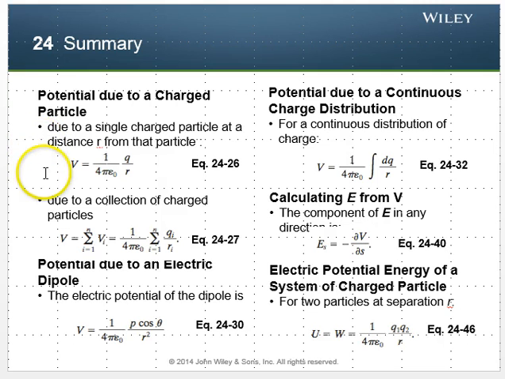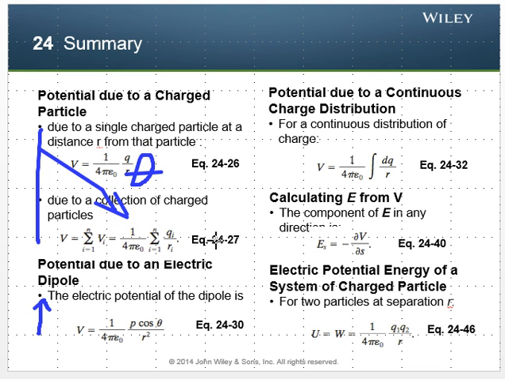Potential energy due to a point charge, 1 over 4 pi epsilon naught Q over R. If we have a collection of them, we just add it all up. Dipole moment, right? We just have a dipole moment over R squared, and cosine theta. Again, cosine theta is the angle with reference to the axis of the dipole. Now we often represent dipoles as a little arrow. That gives us the axis of the dipole. So theta is with respect to the dipole axis. Now what does that say about the potential energy for a dipole when you get to 90 degrees? It's 0.